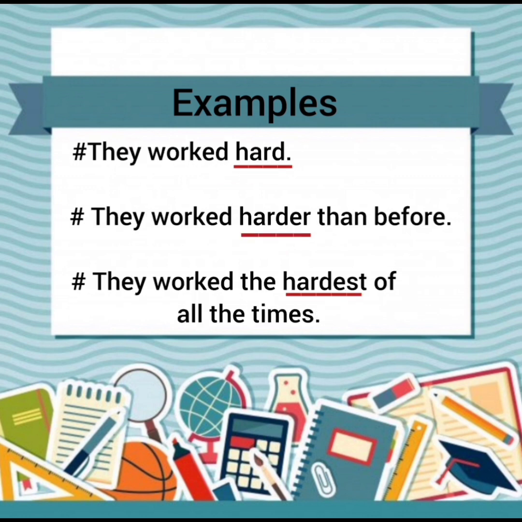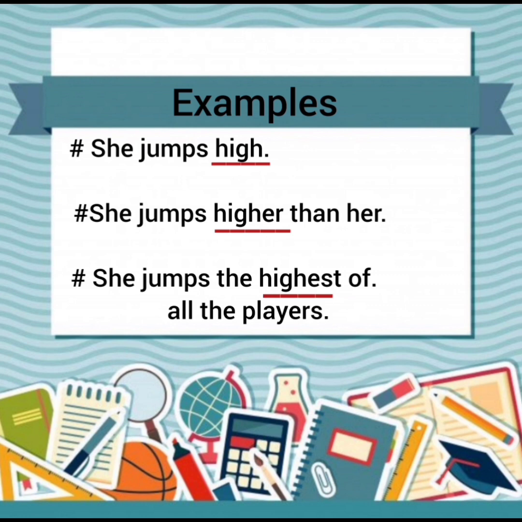They worked hard. For comparison, they worked harder than before. And for superlative degree, they worked the hardest of all the times. Then the next example is, she jumps high. She jumps higher than her. She jumps the highest of all the players. In all these examples, positive, comparative and superlative degree is there.